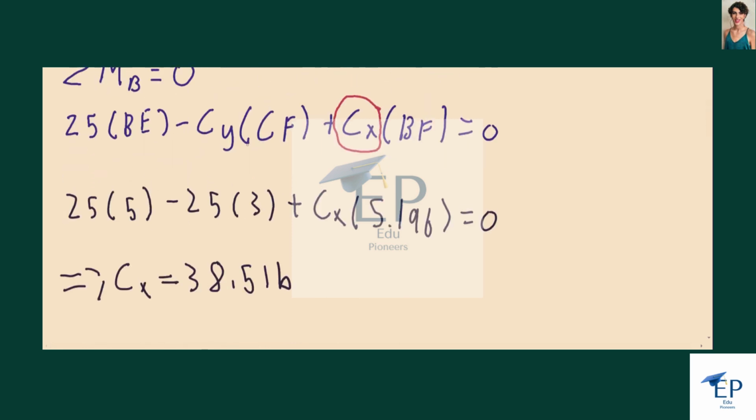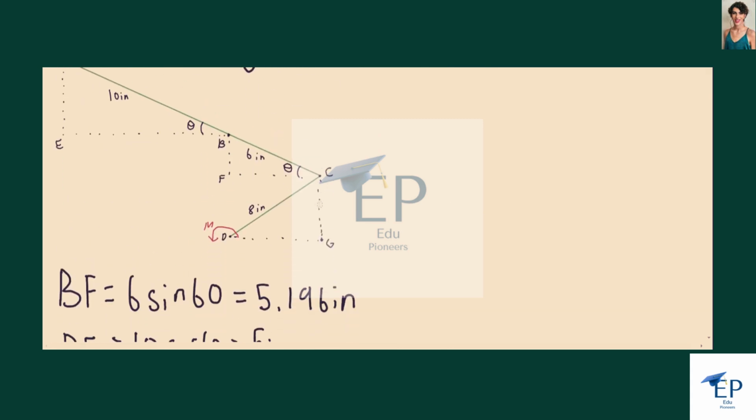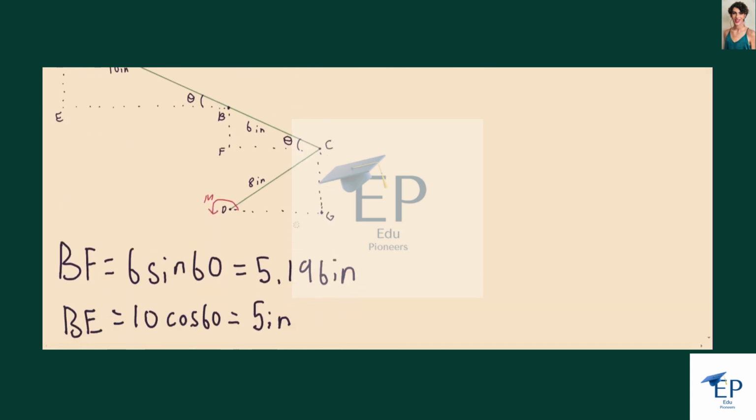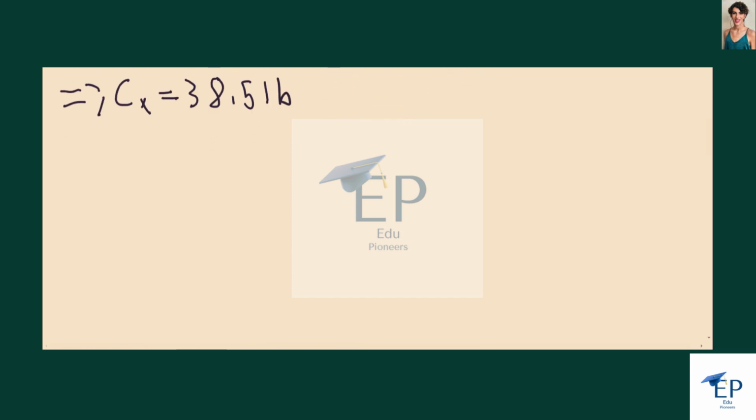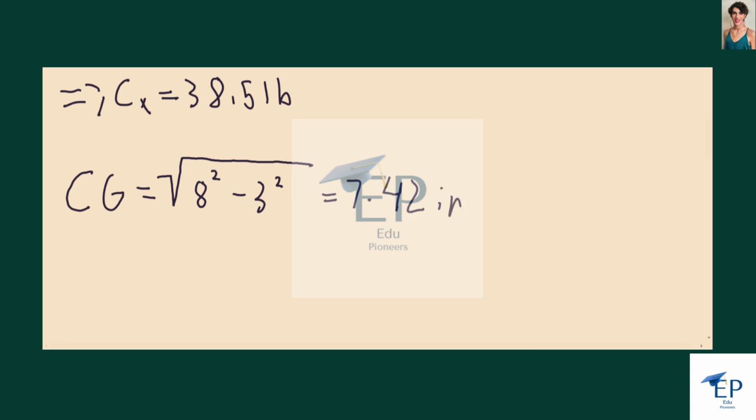Before doing that, we're going to solve for the length CG. So the length CG, using Pythagorean's theorem, is going to be equal to 8 squared minus 3 squared, and that will give us 7.42 inches.